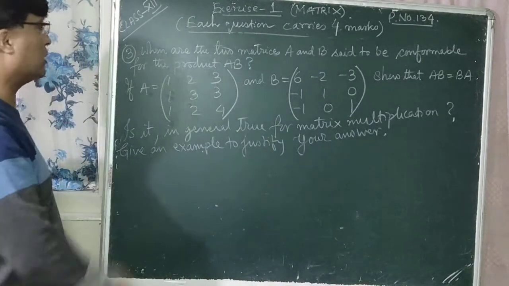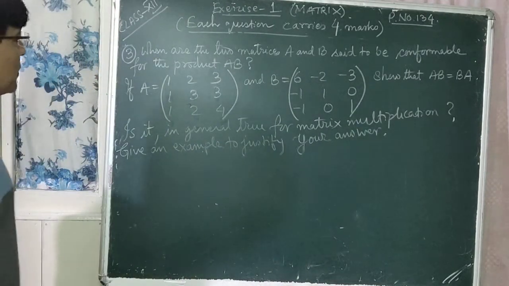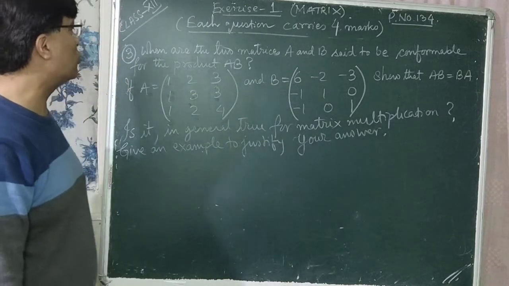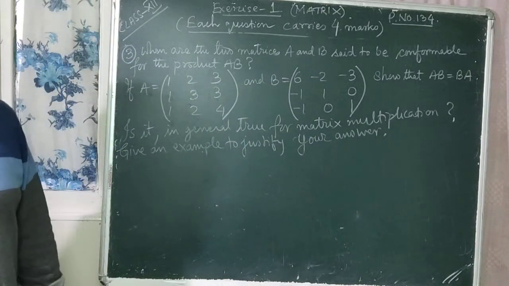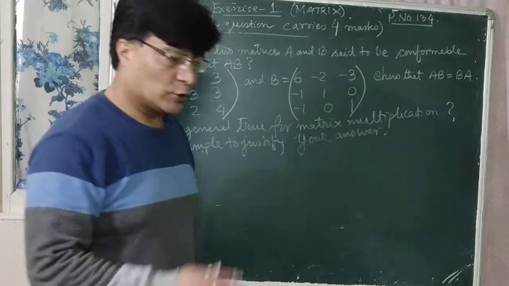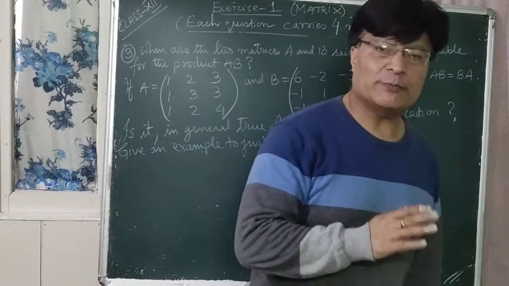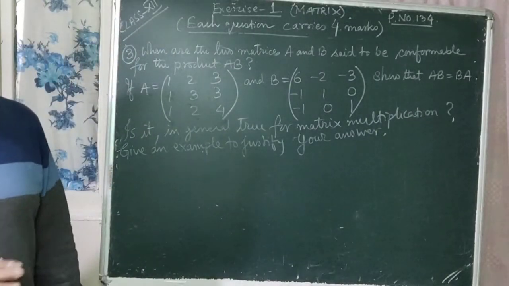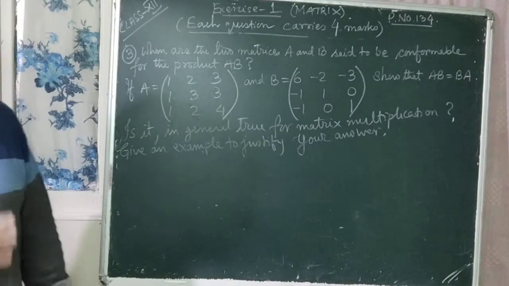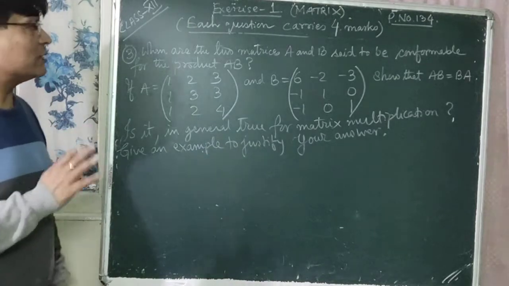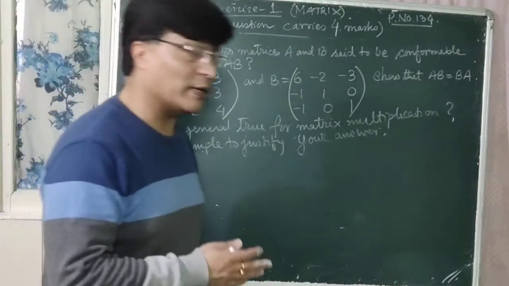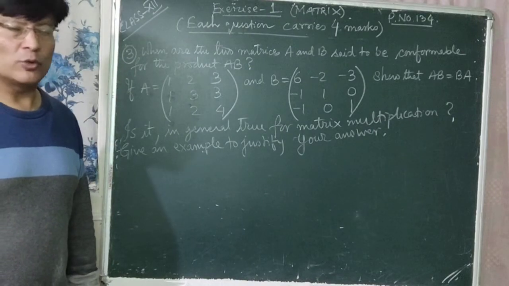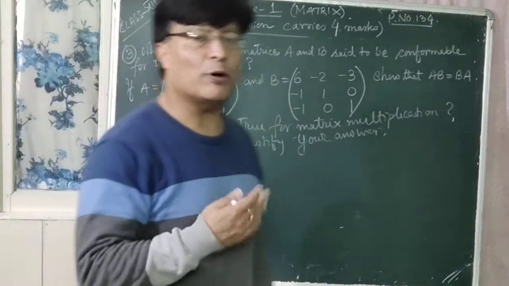Now we'll do the next question, that is question number 3. When are the two matrices A and B said to be conformable for the product AB? So the matrix multiplication AB, when is it possible? You have to write it. When are the two matrices A and B said to be conformable for the product AB? So when is this product AB possible?